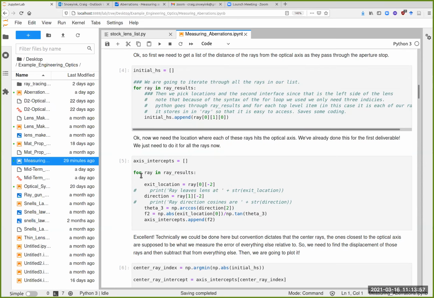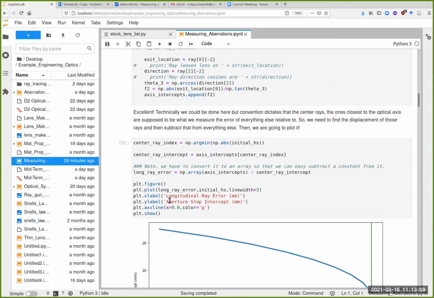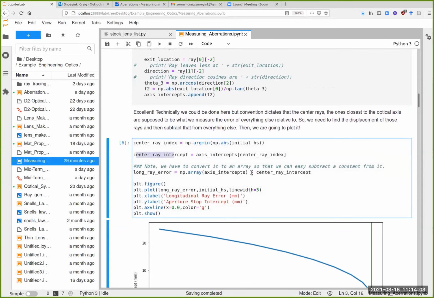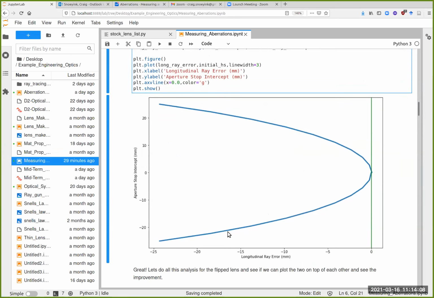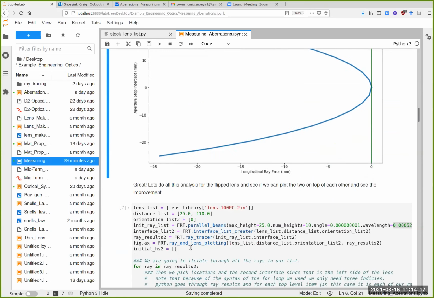So we just do a for loop here, and we do it for all of the rays. We figure out where the center rays intercept. We then subtract all that from all of our other rays, and then we plot our error, and we find out that our longitudinal ray error looks like this. And we have a tremendous amount of longitudinal ray error. We have 25 millimeters of ray error, which is huge.